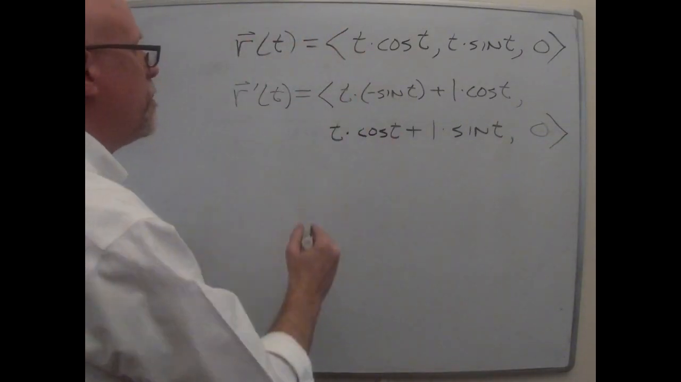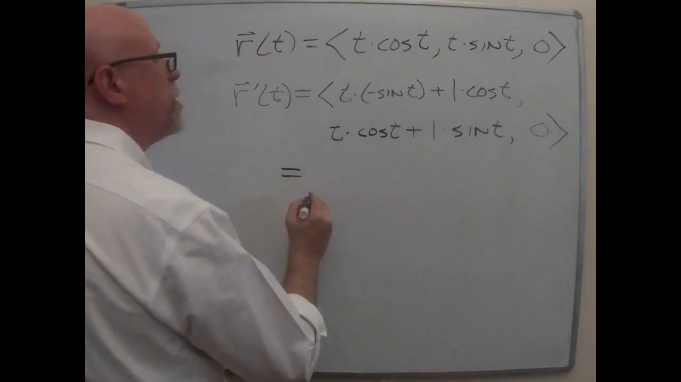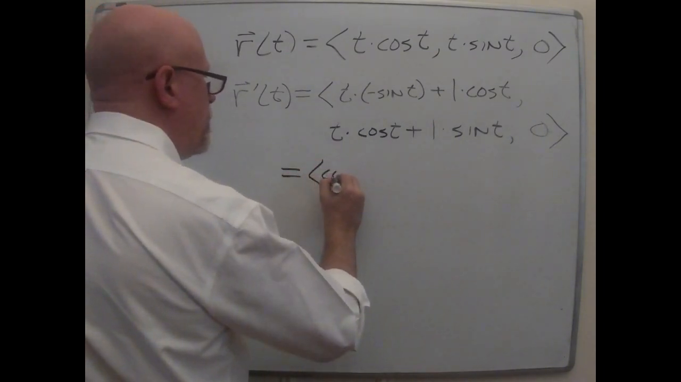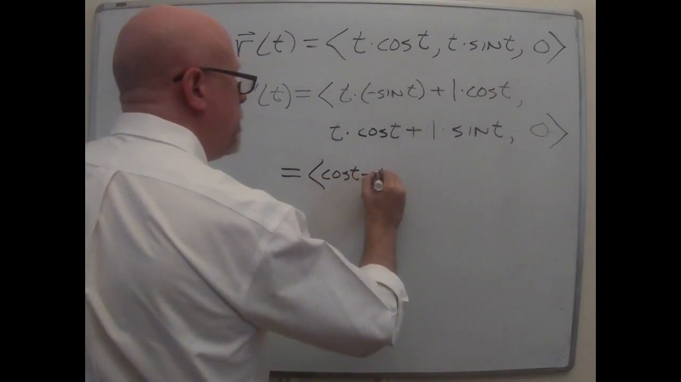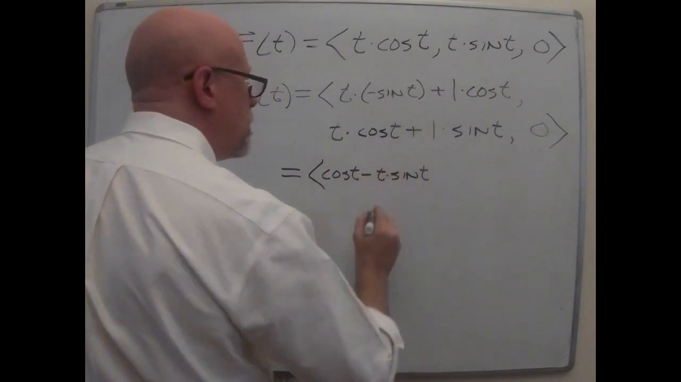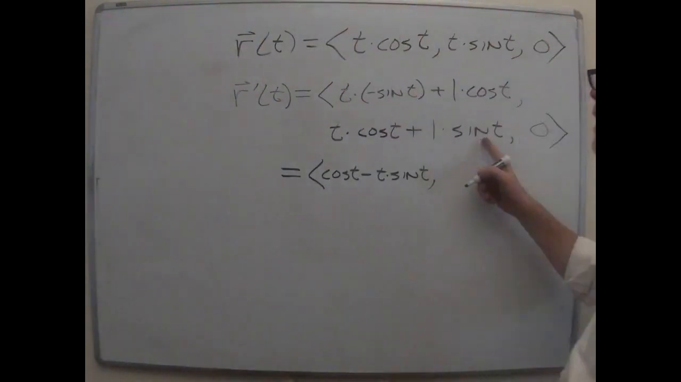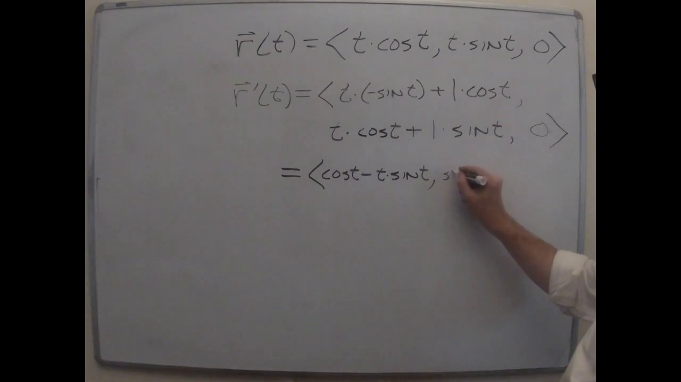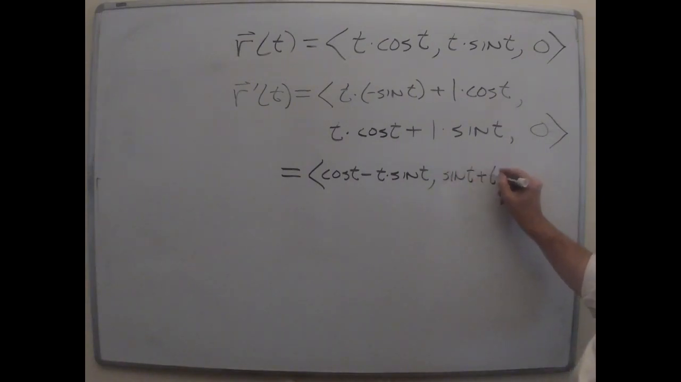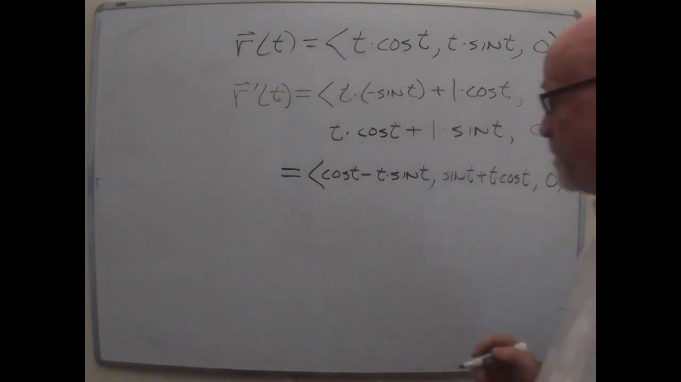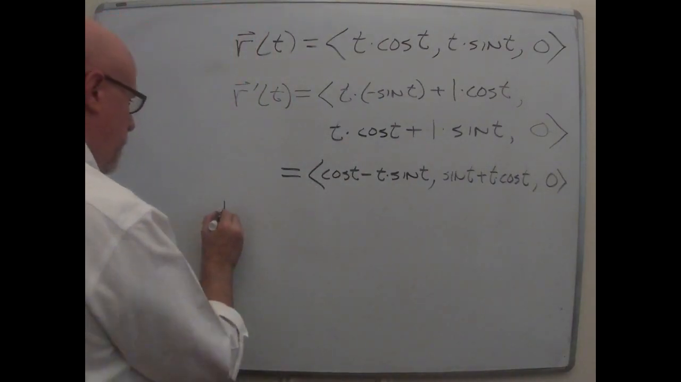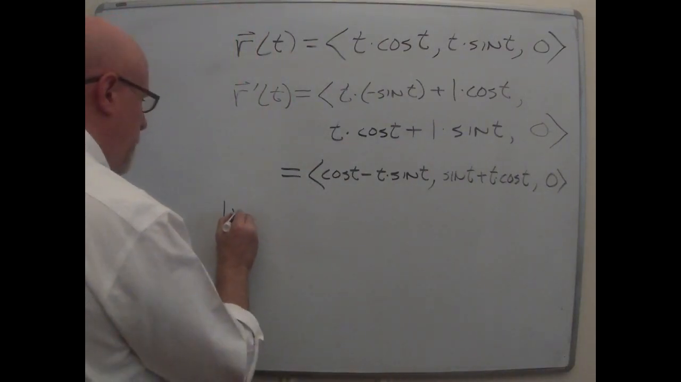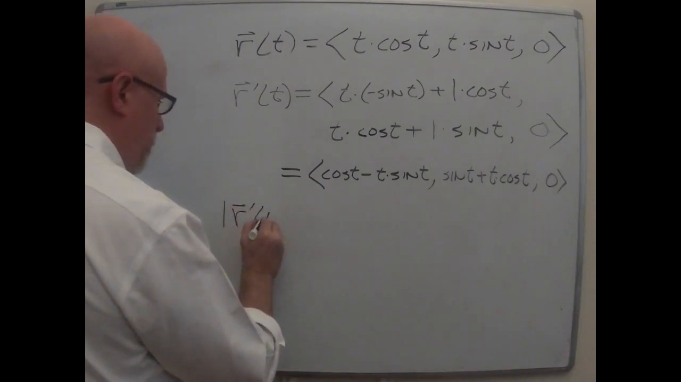I feel like we should do a little simplifying on that. That is cos t minus t sine t. This is sine t plus t cos t. And 0 is the last thing. So we've got our derivative. Can we figure out how long that thing is? Yikes. I'm wishing I'd picked an easier example, but oh well. We want to know the length of r prime of t.